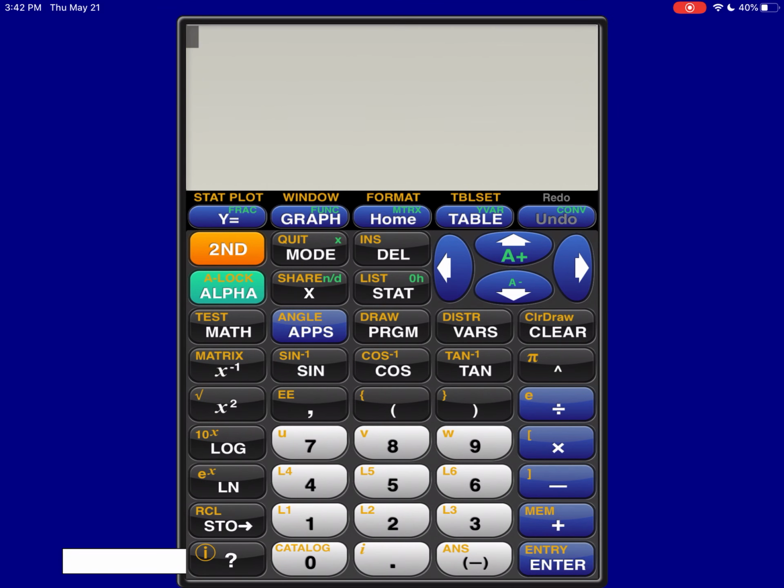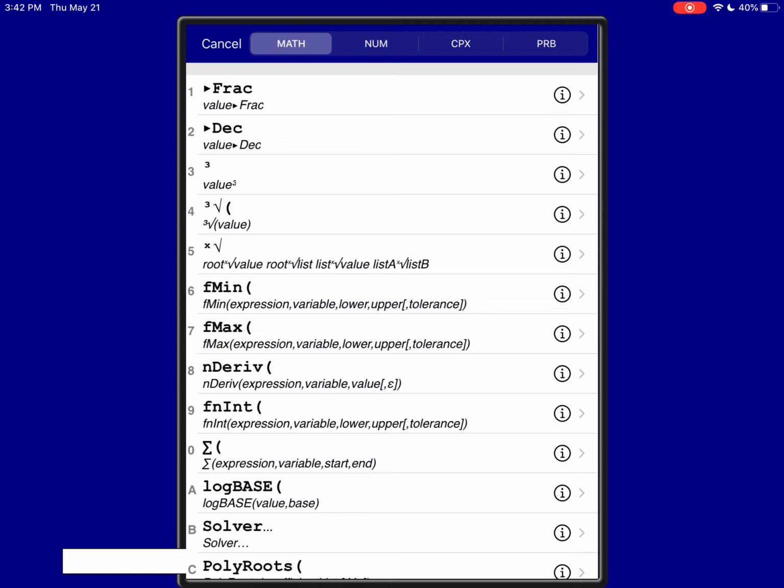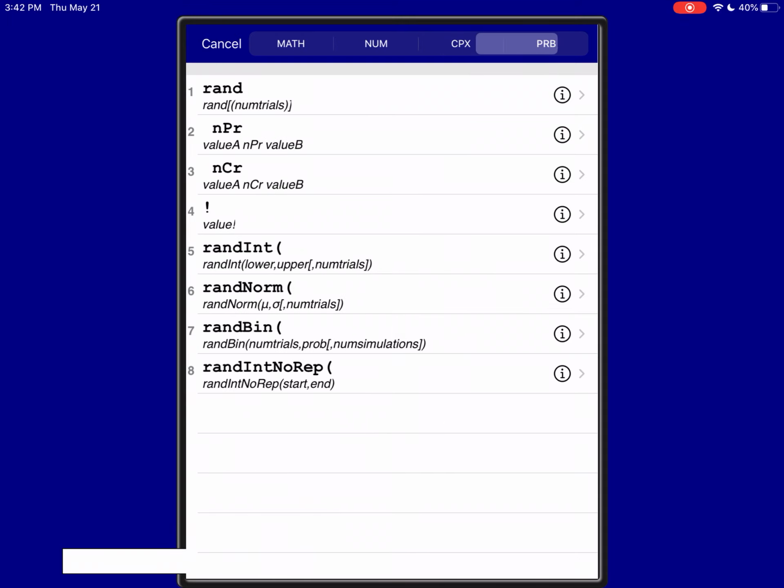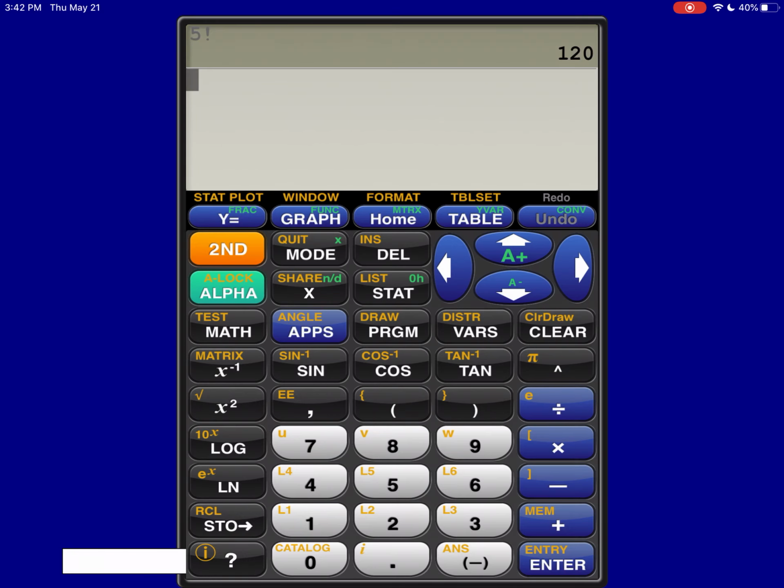Okay, anyway, so I can type into my calculator 5, and then if you're using the Graphing Calc app, you're going to tap on Math, and then you're going to look for this thing called PRB for probability, and that's where a lot of our probability functions are going to be. And I'll choose number 4 with that factorial, and 5 factorial is 120.